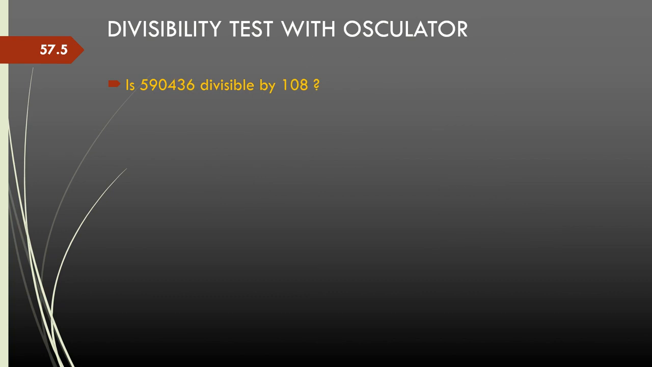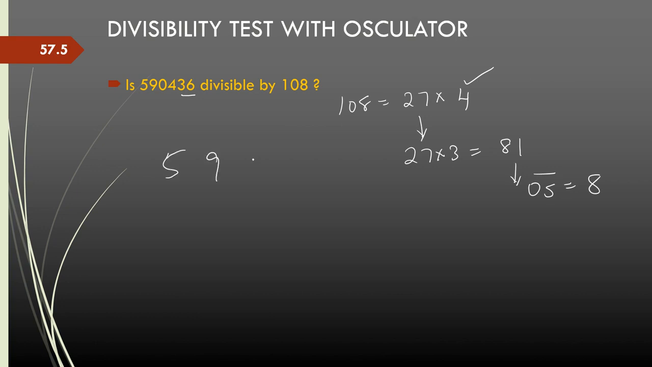I can also do it for slightly bigger divisors. Let us say I have 108. 108 is 27 into 4. These are the relatively prime factors of 108. For 4, we know the divisibility, the last 2 digits. So, this number is divisible by 4. For 27, I multiply 27 into 3. So, that gives me 81, and I do the negative osculator, OS bar is 8. So I check 5, 9, 0, 4, 3, 6 with the negative osculator 8.